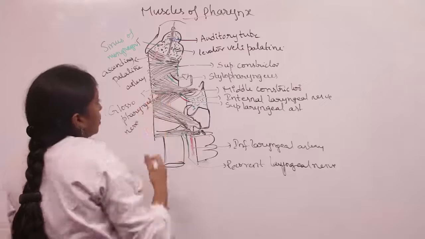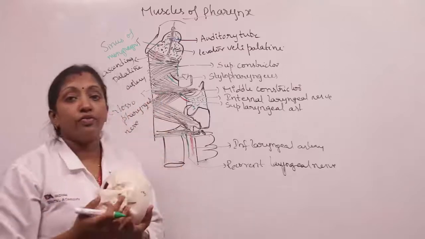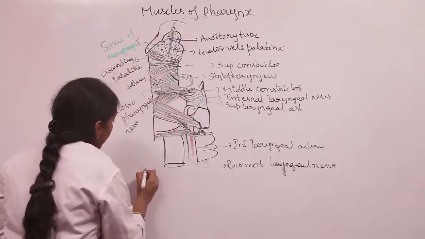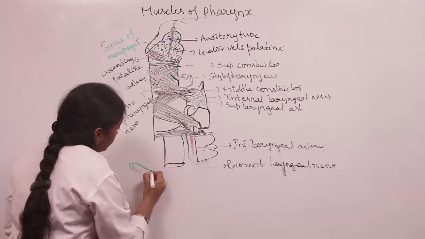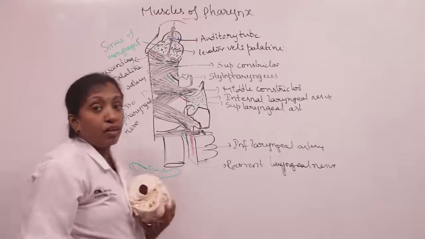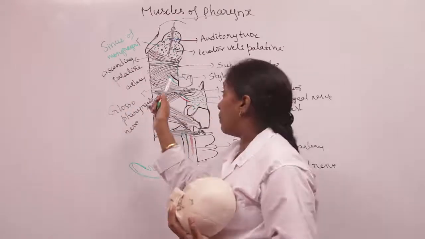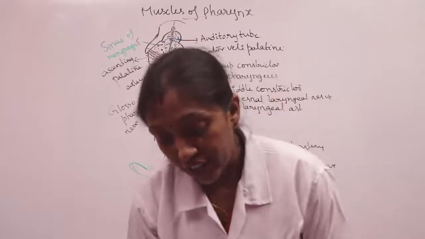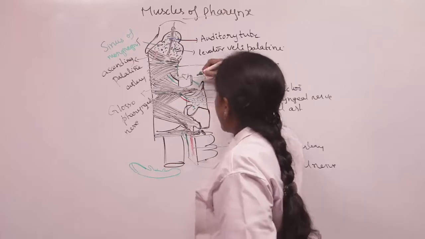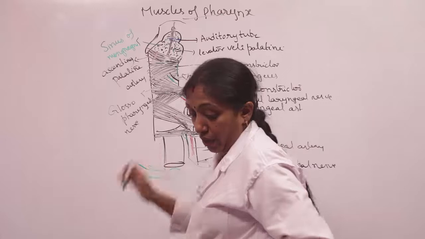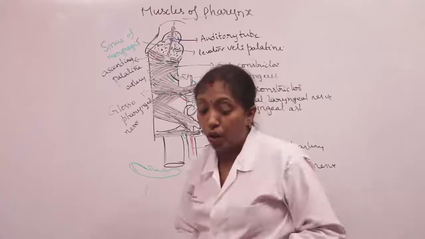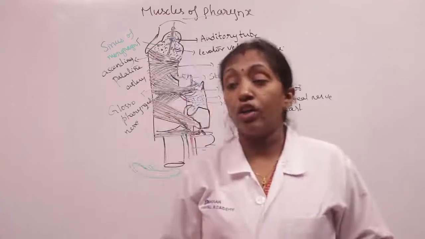And coming to the middle constrictor muscle, it takes origin from the lesser and greater cornu of the hyoid bone. We know that the hyoid bone has a greater cornu as well as a lesser cornu. These are the greater cornu of the hyoid bone. These two are the lesser cornu. So the middle constrictor takes origin from the greater cornu as well as the lesser cornu of the hyoid bone, as well as from the stylohyoid ligament. We have the stylohyoid ligament here, and it takes origin from the lower part of the stylohyoid ligament.